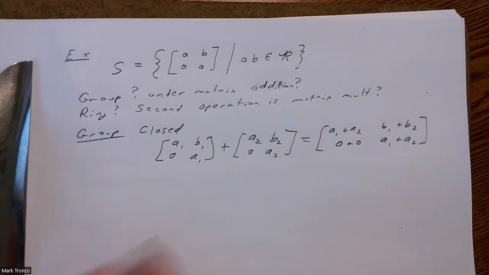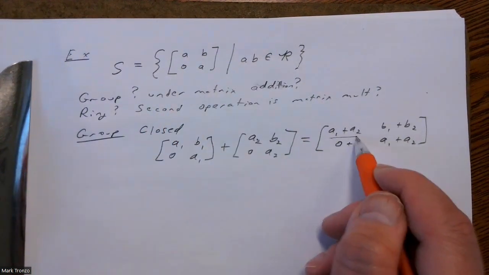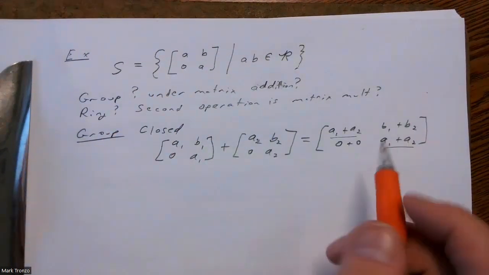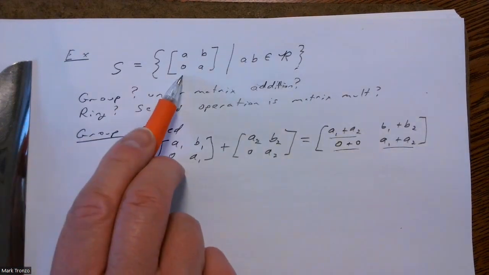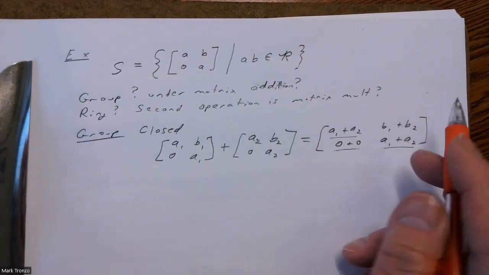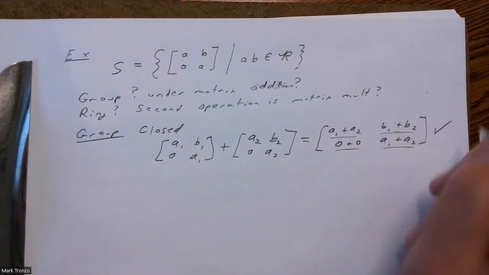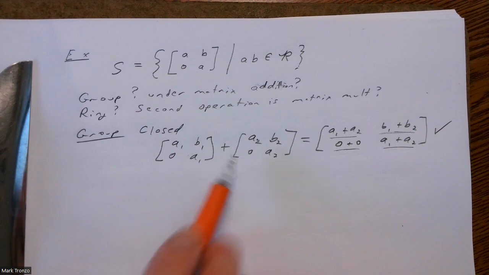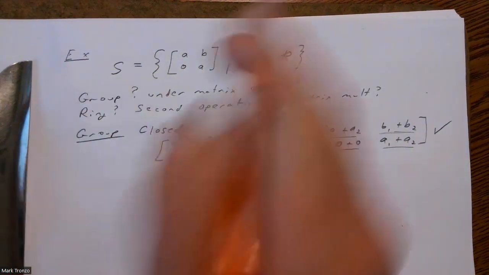Now notice that the form that we need is for the upper left to be the same as the lower right, and that's true. We need the lower left to be 0, and that's true. And we need the upper right, really, can be anything. So it looks like it is closed, because we picked two typical elements, added them together, and still got an element in the set.